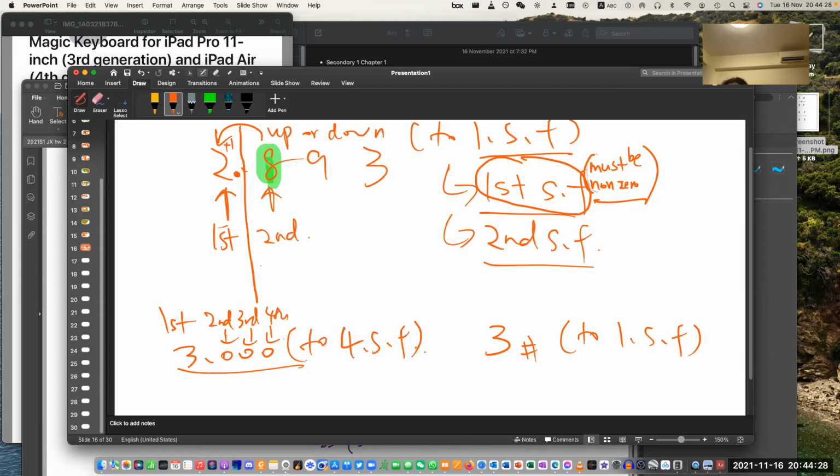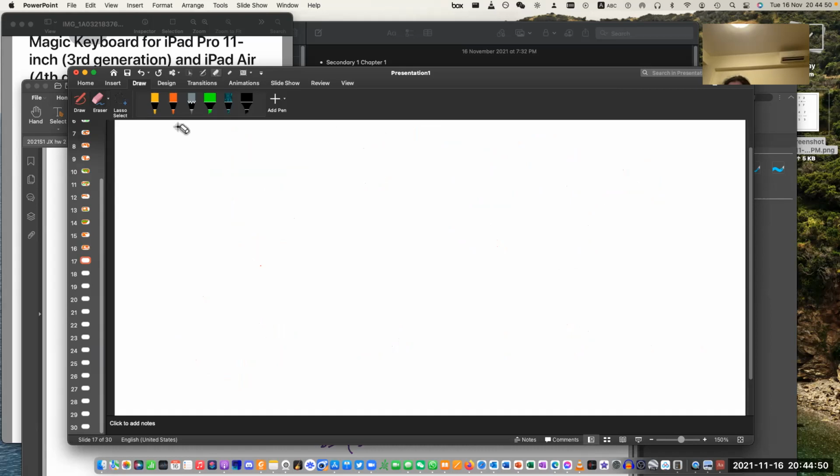Then you must be asking, hey, the second significant figure is 0. Do you care? You don't care. The second significant figure can be anything. The only catch is you only pay attention to the first significant figure. It must be a non-zero. So far, so good? Yes. Okay, good. So what about this?